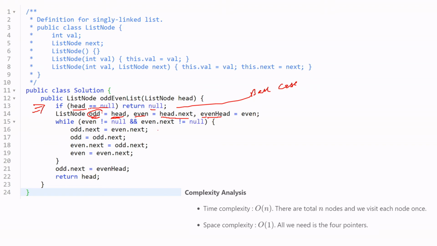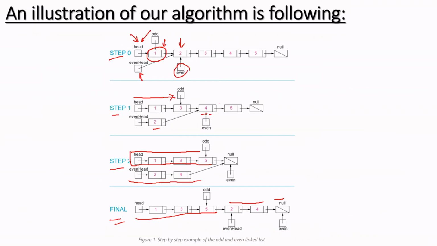Now we'll check even not equal to null and even dot next not equal to null. Then we will move the pointers: odd dot next equal to even dot next. Okay, and odd equal to what? Odd dot next. We move one pointer, and even dot next equal to odd dot next, and even equal to even dot next. And another point we have, odd dot next equal to even head, and we will return the final head, right?